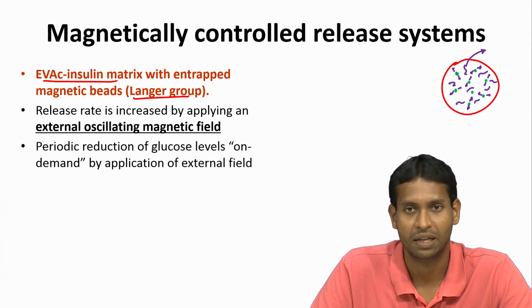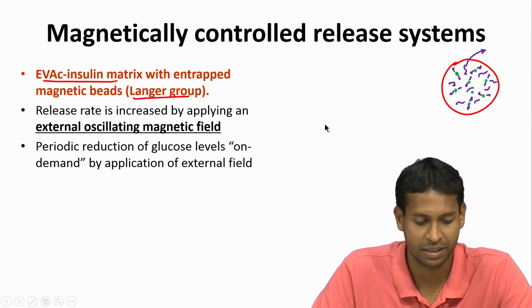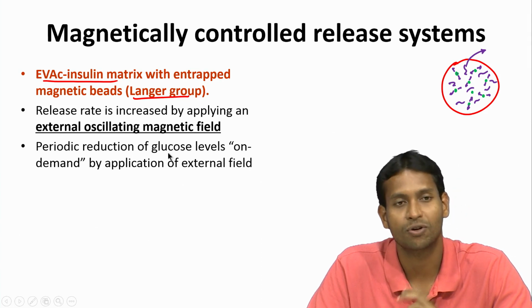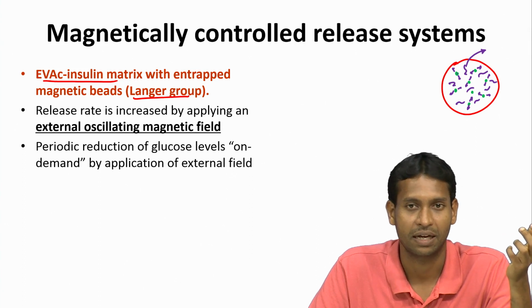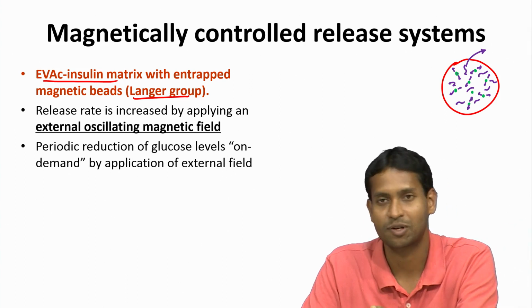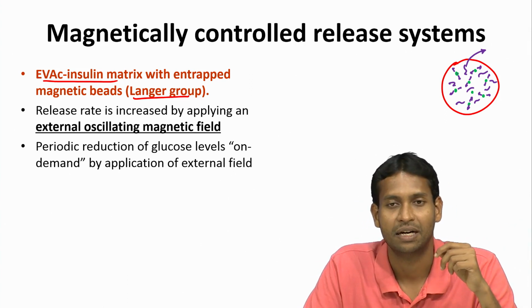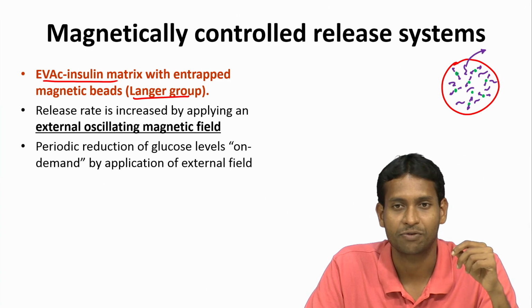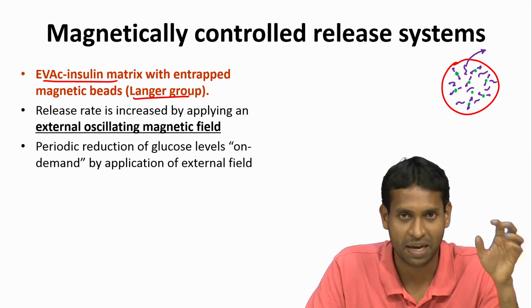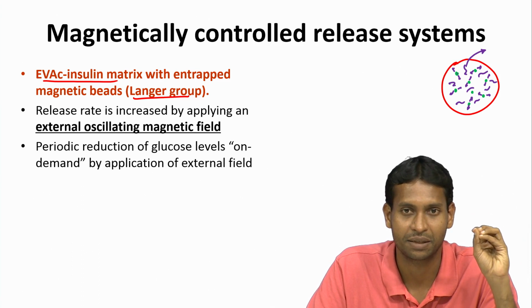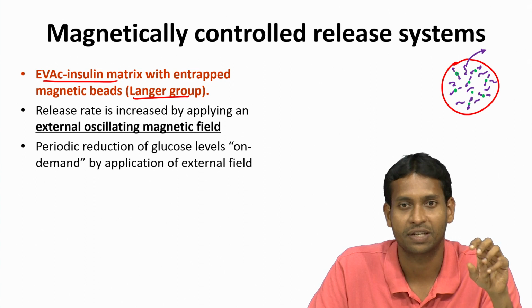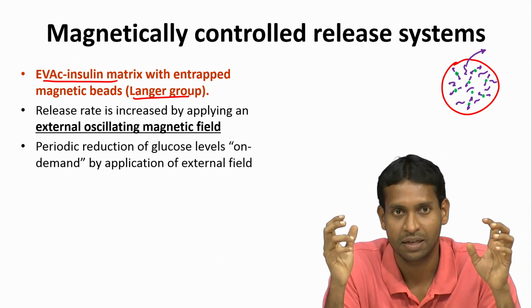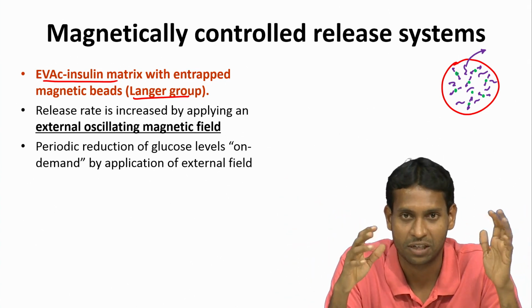What they were proposing is to use it for periodic reduction of glucose levels on demand. Let us say I have just eaten food and there is a certain requirement for insulin to be secreted, which is now encapsulated in this particular polymer matrix. In that case, I can just apply the magnetic field in the area where this system is implanted, and because of that there will be a sudden release of quite a lot of insulin, which will then cause my blood glucose level to go down.